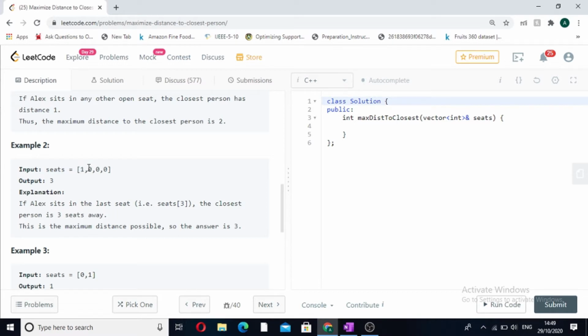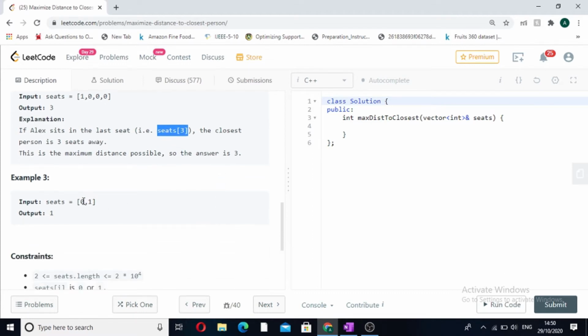So if Alex sits at this position, then the distance will be 1. If Alex sits at this position, the distance will be 2, and if Alex sits at this position, then the distance will be 3. So we have to return the distance. So he will sit at this position, that is seat 3.